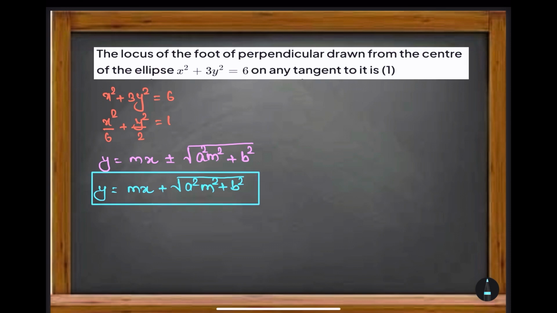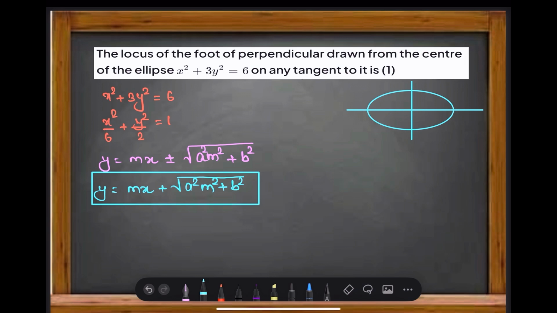Now look at this. You know that it is a horizontal ellipse as a is bigger. Let's draw the diagram. So we got our diagram. Now let's try to put the tangent. Suppose this is the tangent. And from the center you have to drop the foot of perpendicular. So the center is 0 comma 0, and this point I'll assume to be h comma k.